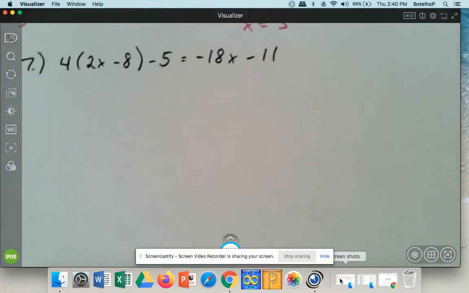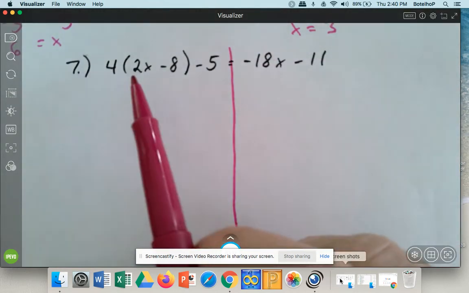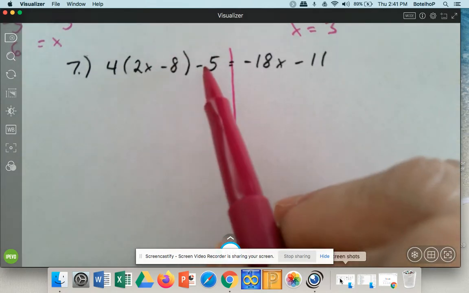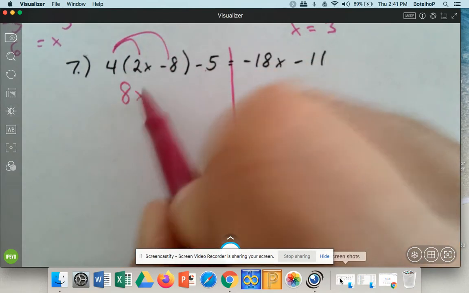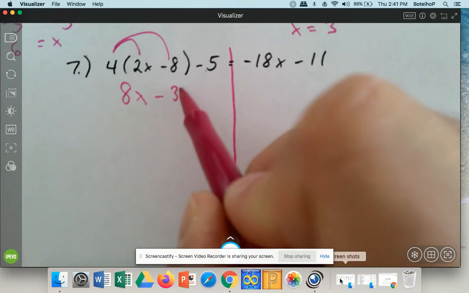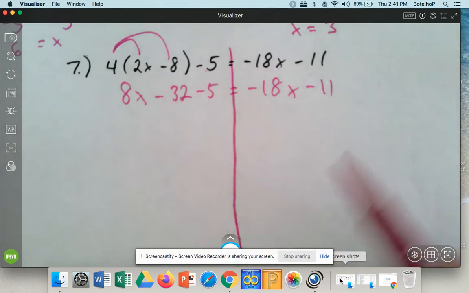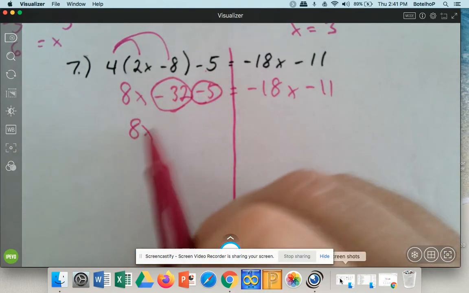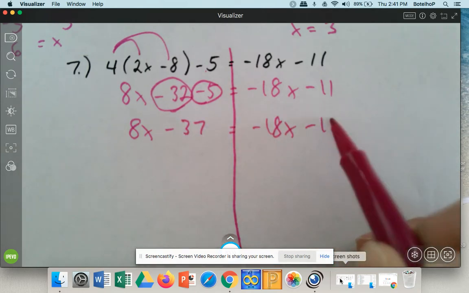Last one has a little bit of everything here. Put my line down the middle. On this side, I have distributing and combining like terms. So again, see that as a negative 8, see that as a minus 5 and a negative 5. It's both. So I distribute: 8x minus 32 minus 5 was negative 8x minus 11. Combine like terms. This is a negative 32 and a negative 5. 8x minus 37 equals negative 18x minus 11.